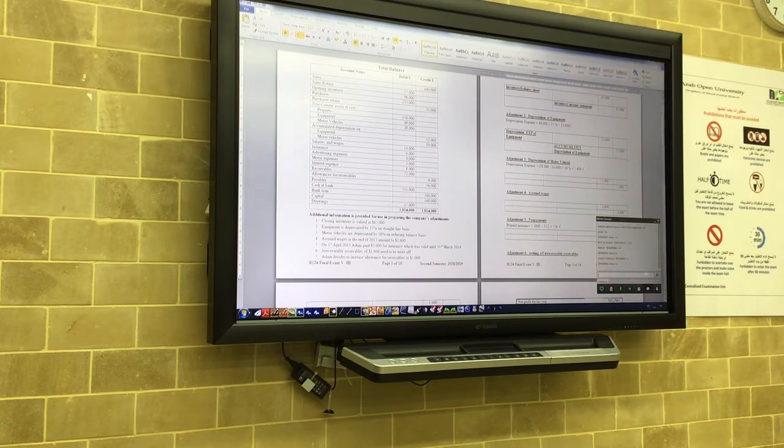Clear? So the next information, he said the motor is depreciated by 30% on a reducing balance basis. Reducing balance basis means you will find the new book value for the motor.